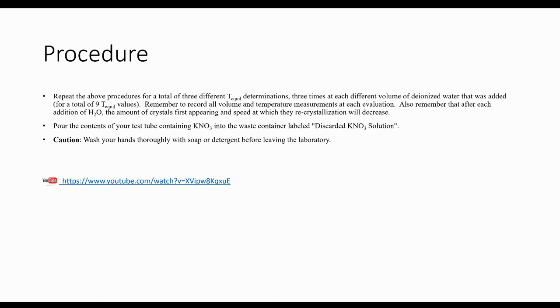Okay, so if you were doing this, you'd repeat the above procedures for a total of 3 different equilibrium determinations, at different volumes of DI water added. We'd have to record all the volume and temperature measurements, and we'd also have to remember that we wanted to note the temperature at which those crystals first appeared.